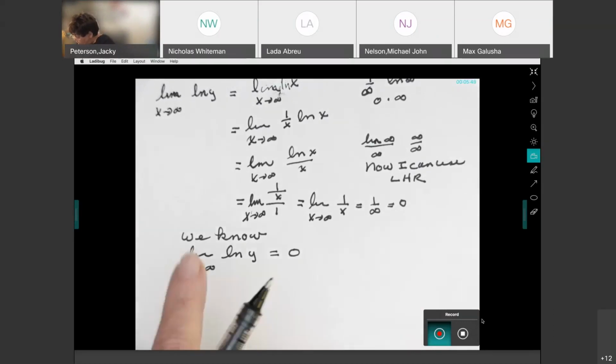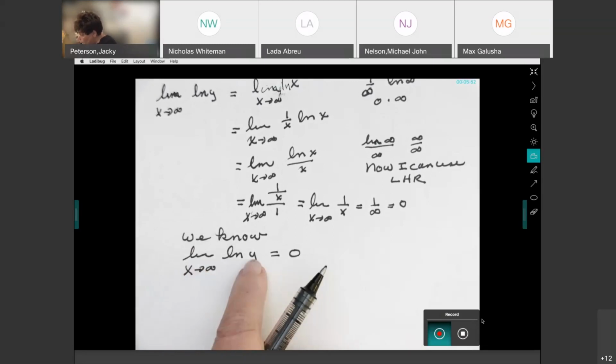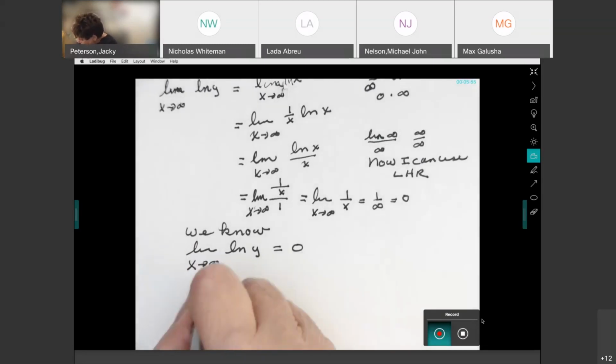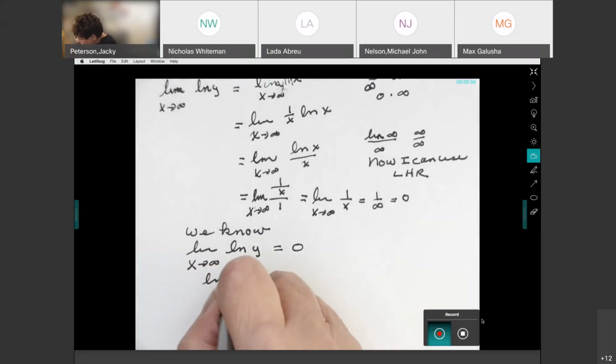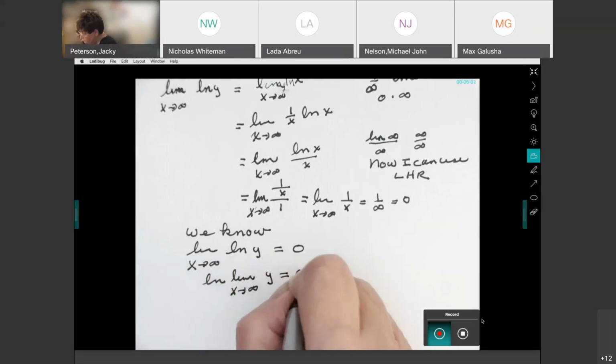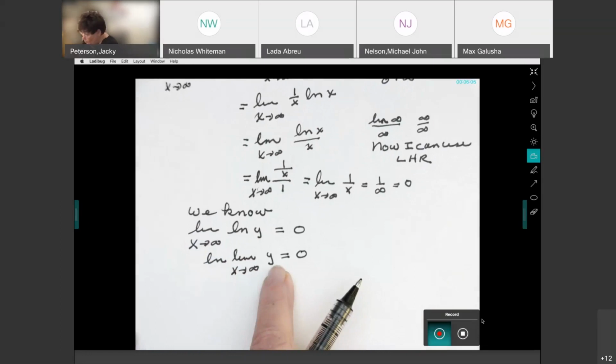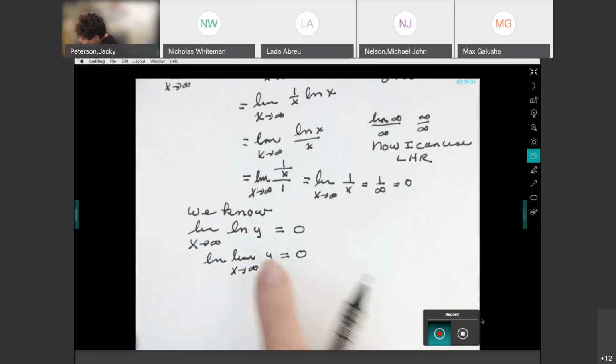Well, I can interchange, I can bring the limit in with y. Well, what do we know that y is? Well, y is x to the 1 over x.